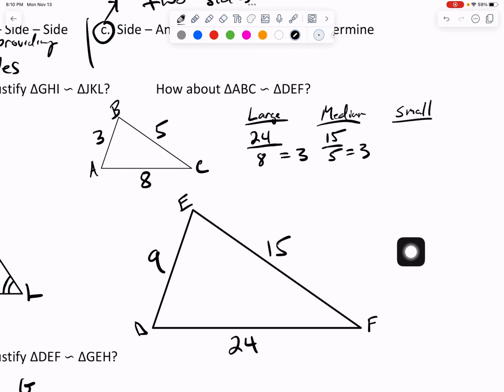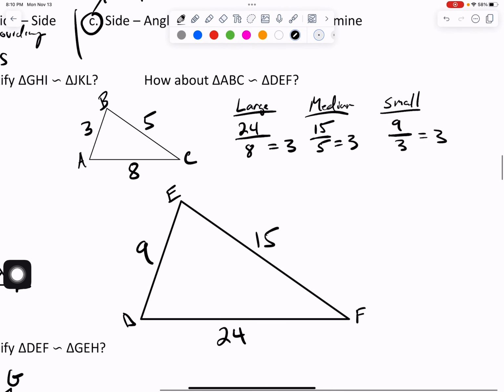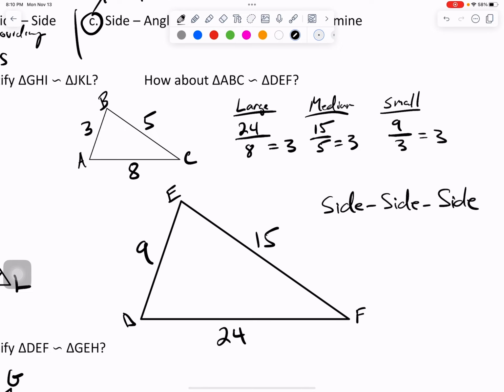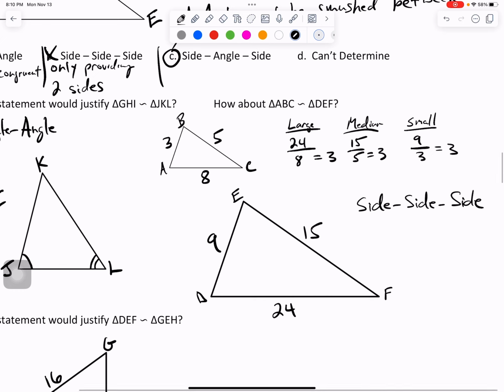Okay, let's check the last one. Let's take our smallest number from our larger triangle of 9. And we will set that over our smallest number from our smaller triangle of 3. And 9 divided by 3 equals 3. All three sides are proportional. All right, that means we can use side, side, side.